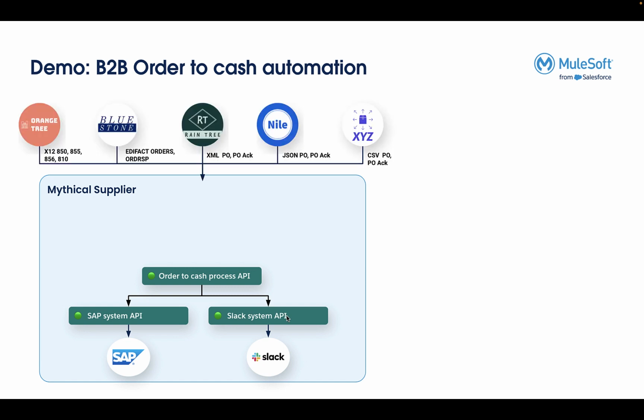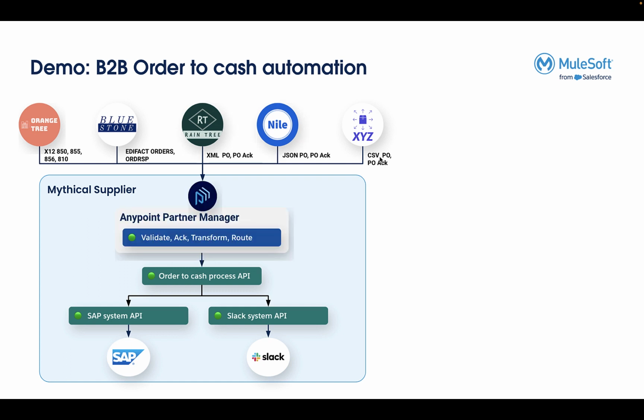Mythical Supplier does business with a broader set of customers across the globe. So they have to support a variety of EDI and non-EDI message formats, including X12, Edifact, XML, JSON, and CSV files. And we'll see how they are able to use Anypoint Partner Manager to receive messages from their customers, perform validations, acknowledgements, transformation, and routing to send the order information to the downstream processes to orchestrate the order to cash automation.